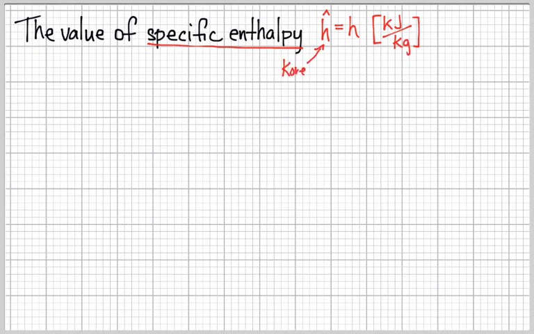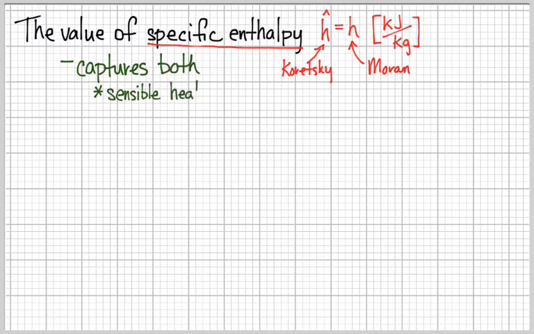Now, when we want to solve problems for the Rankine cycle, basically we are looking for the value of a specific enthalpy in units of kilojoules per kilogram. And just specifying the unit difference in notation between Koretsky and Moran right up here. Enthalpy captures two very important things for our phase change and temperature change that occurs to water and steam. Enthalpy captures sensible heat and latent heat. And by that, we can get a lot of information out of just an enthalpy term.